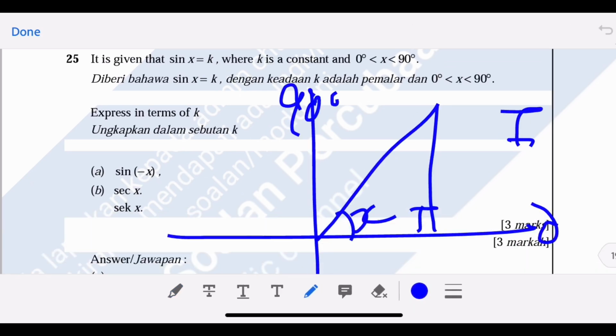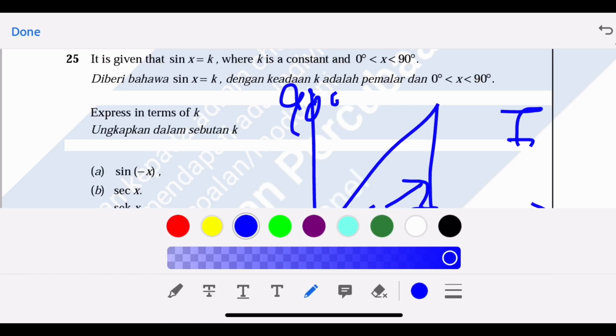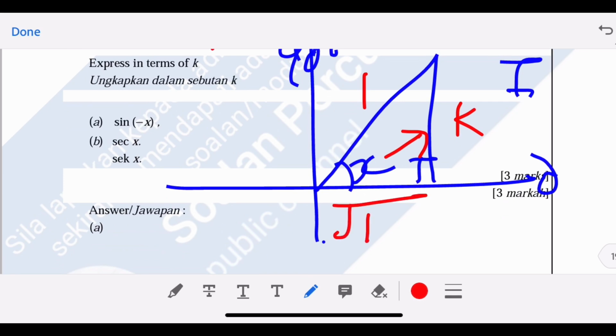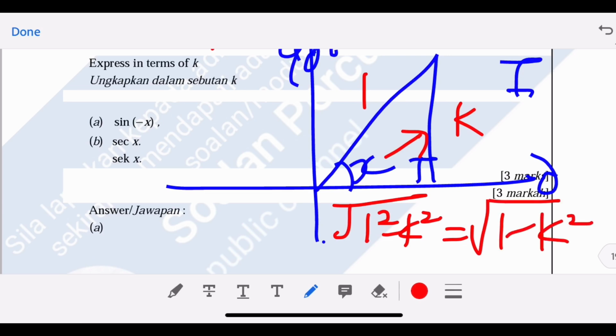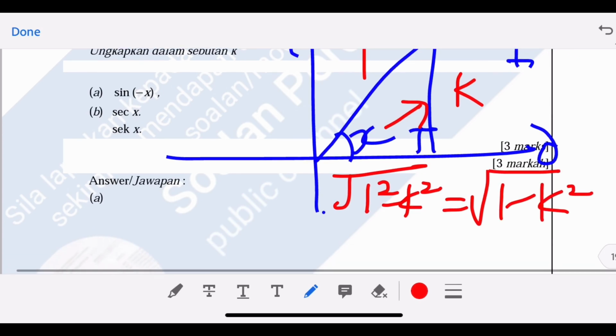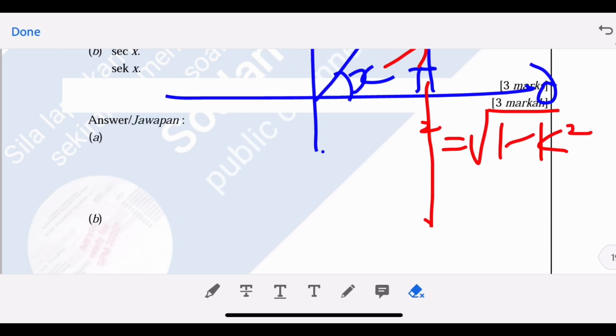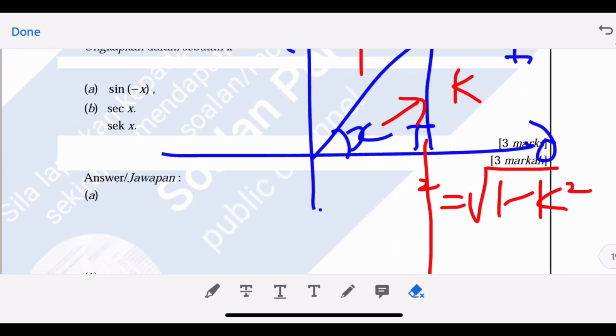So we will draw the right angle triangle, and then you need to label all the sides. Because they give you sine x equal to k, it means the opposite is k and the hypotenuse is 1. So you find the adjacent using Pythagoras theorem: 1 square minus k square, but you will have to simplify the 1 square to become 1 minus k square. Do not leave your answer in 1 square. That is not the simplest answer. So 1 minus k square is the adjacent side.